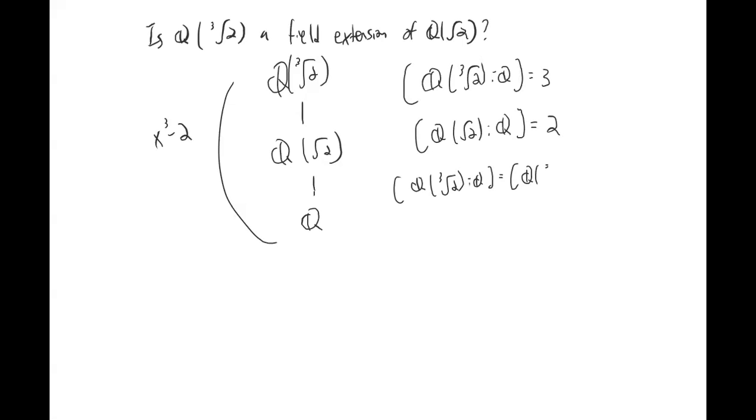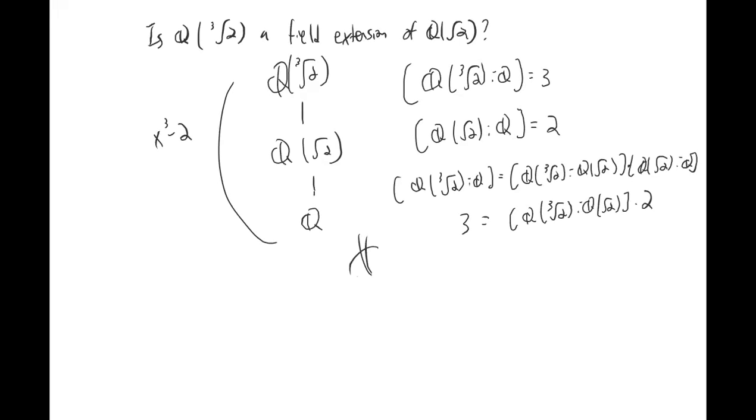[Q(∛2) : Q] = [Q(∛2) : Q(√2)] · [Q(√2) : Q]. So this times this, so 3 is equal to this thing times 2. And does it make sense to have a 3/2 dimensional vector space? Dimension is always an integer, right? So we see that this can't happen.